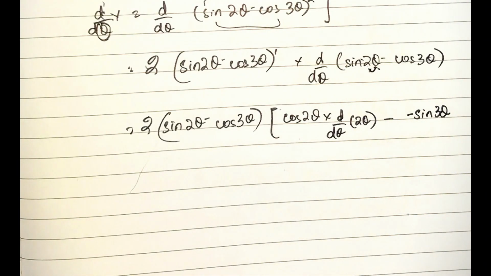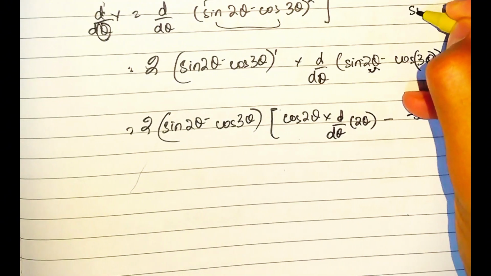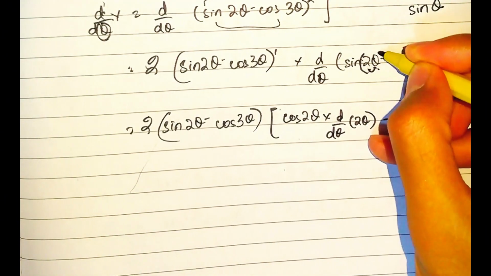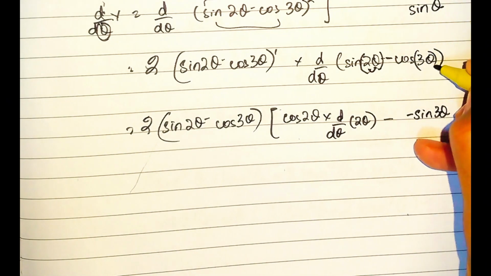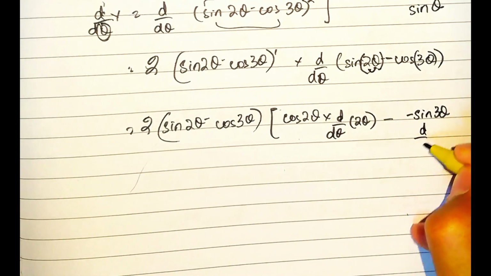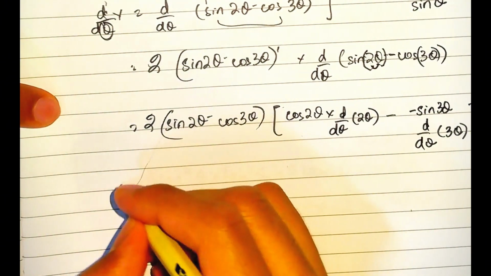Perfect. Now the derivative of the angle. Now what is the angle over here? This is the angle, right? Because we know if we have sine theta, this is the angle. So in this case, this is the angle, and then this is the angle for cos. So the derivative of the angle. How can I write the derivative of the angle? d by d theta 3 theta. Now let's just simplify these things.